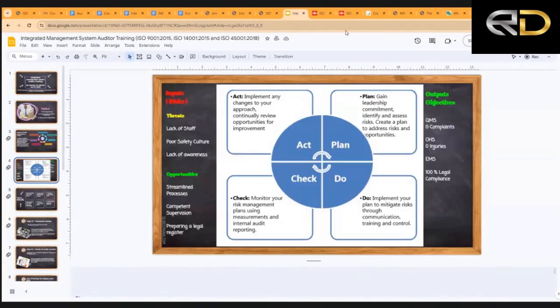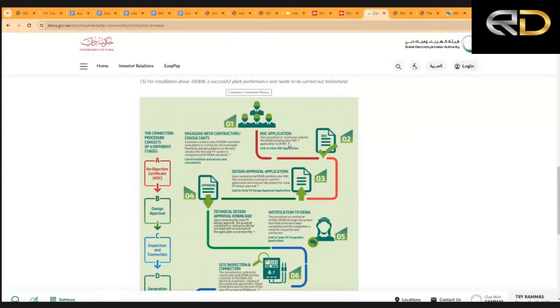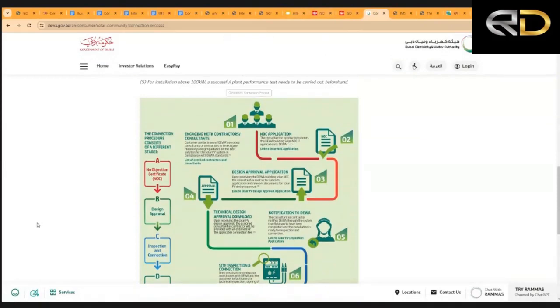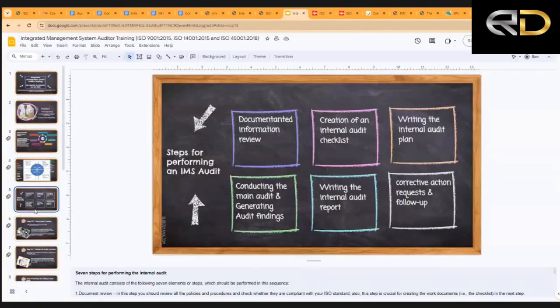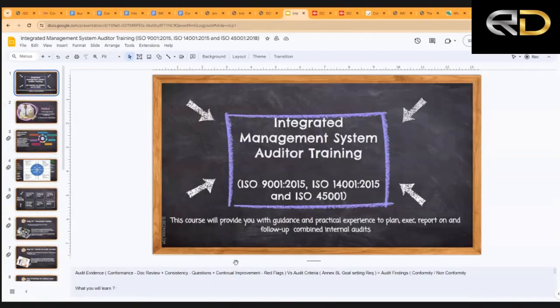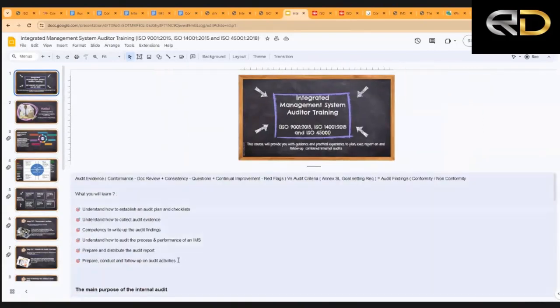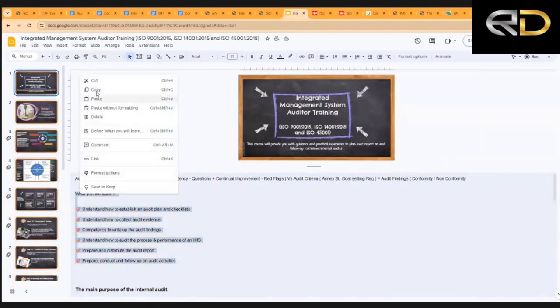And then after that, I'm going to give you as many examples as possible right here. And then we'll go into the 7 steps of conducting an audit until we are done. All right. So that's it, ladies and gentlemen. And as part of your CPD activities, this is basically what you are going to learn.